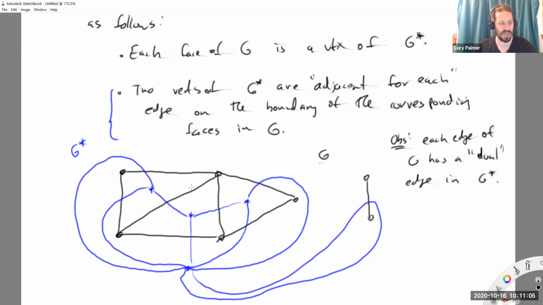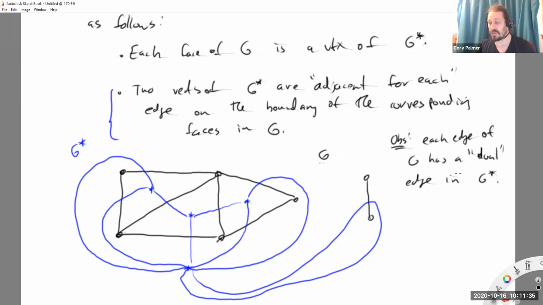Right, each edge of G is the boundary between 2 faces, maybe not 2 distinct faces. It may be on the boundary of a face with itself. And because of that, I'll always have a blue edge crossing a black edge. Each black edge introduces a blue crossing edge. That's one of the reasons I emphasize making sure that you draw the blue edge to cross the black edge. That really tells us that this observation makes sense, that there's a correspondence there, that each black edge introduces a blue edge here, okay?